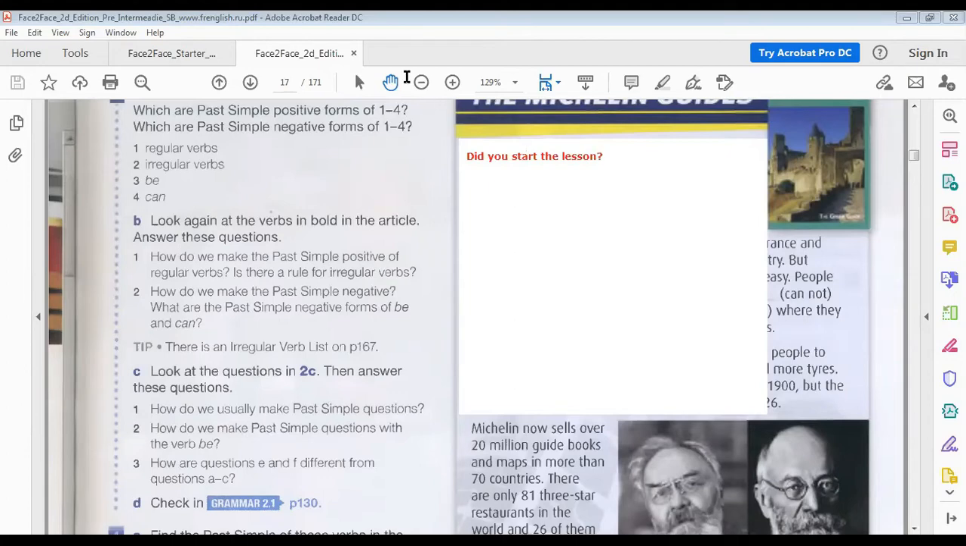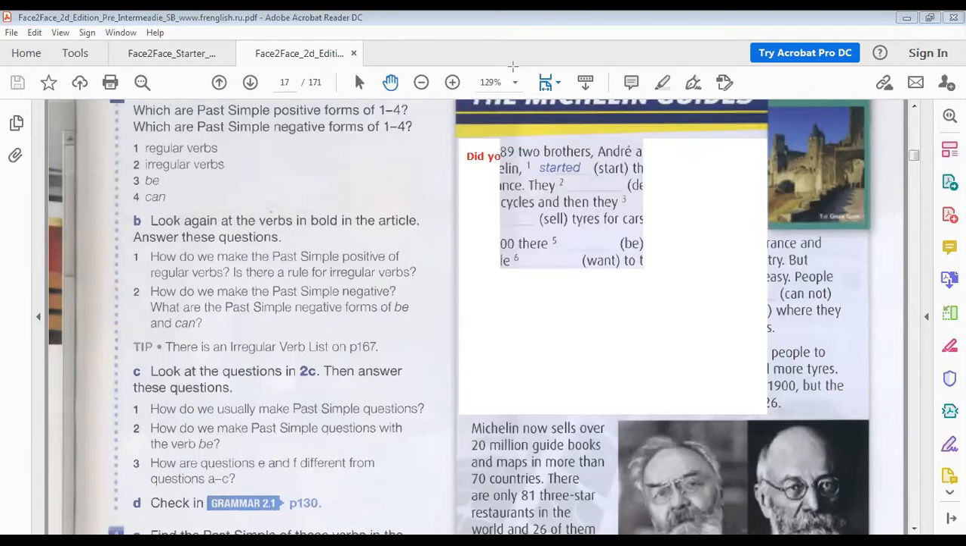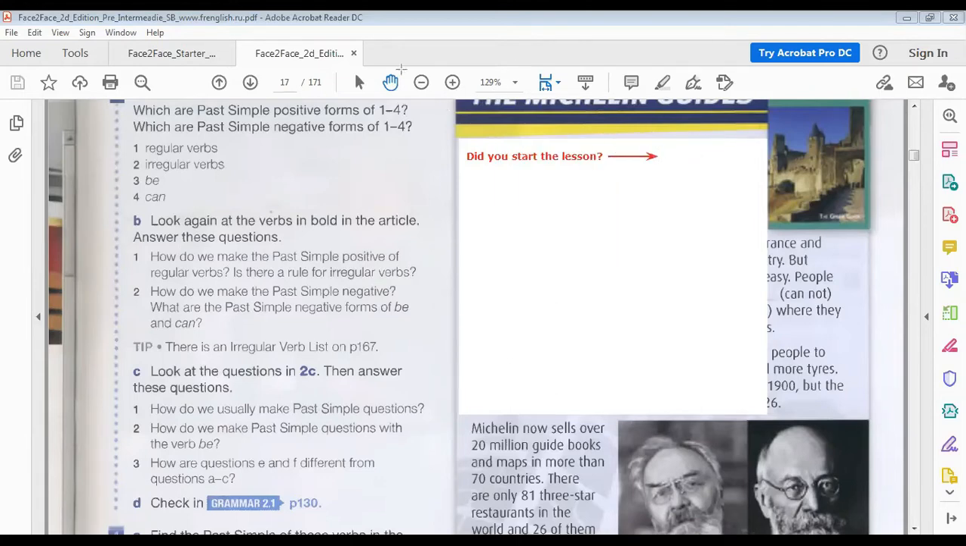Because what's the answer to this question? How do we answer it? Yes, I did or no, I didn't. That's it. Because we only have two answers. Yeah, Emma. Yes, I did. Or no, I didn't, right? Yes. All right.